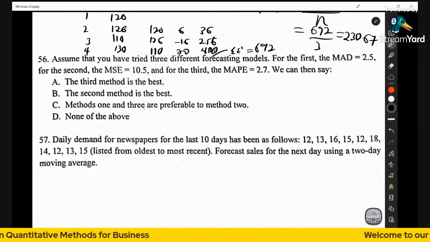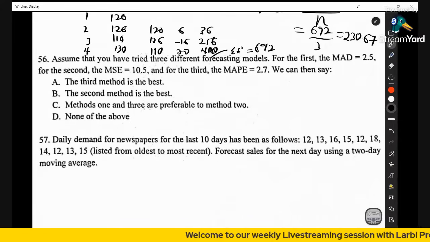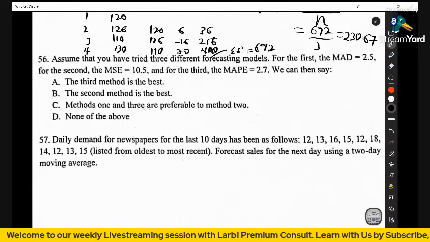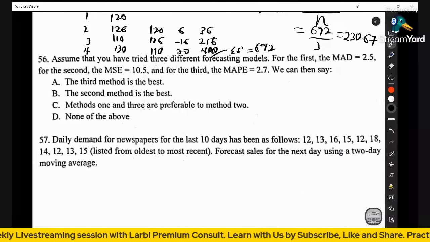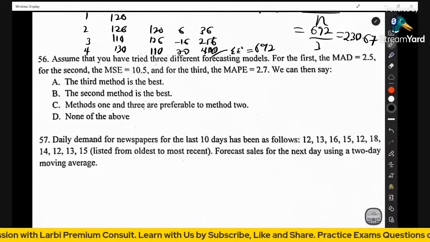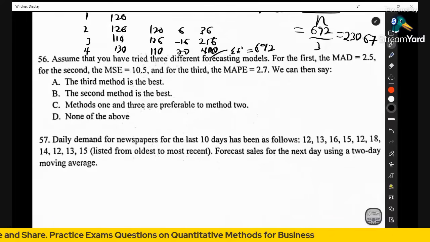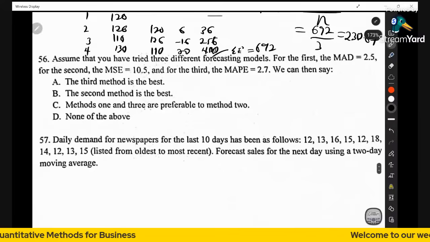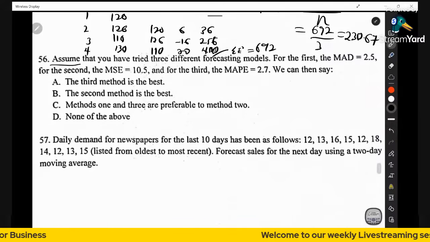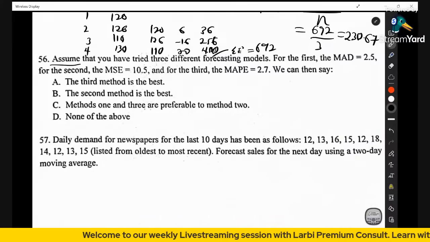So which of them will I actually go for? This actually is none of the above. Because we don't have any information that the question used to calculate these forecasting errors. If the information was there, then we could say that, based on this information, this method is best or that. And the question even said assume. So we are assuming, so none of the above is the preferable answer.